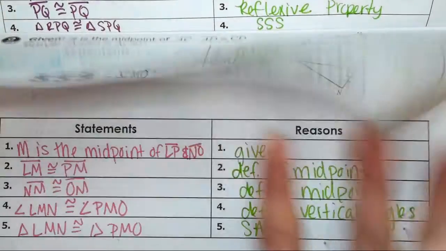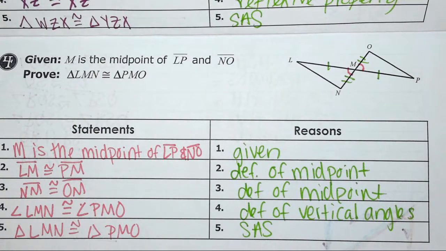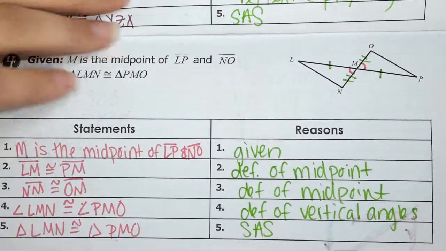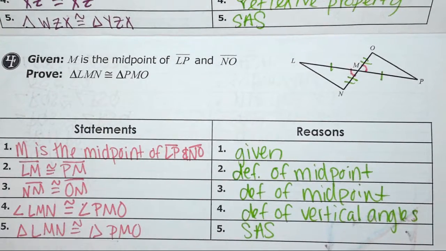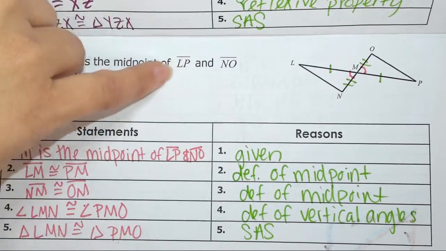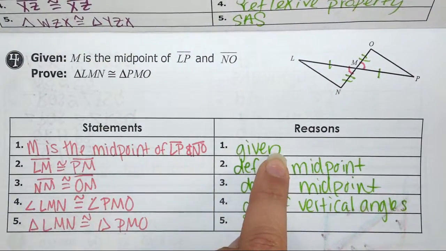Okay, what about side, angle, side? How do we feel about that one? That was alright. Would you like to explain it again like you just did last? Yeah. Okay. Alright, so can we do number 4, or do you want me to do number 3? 4. Okay, so 4 started with that M is the midpoint of LP and NO. So we wrote that down. We wrote down our given.